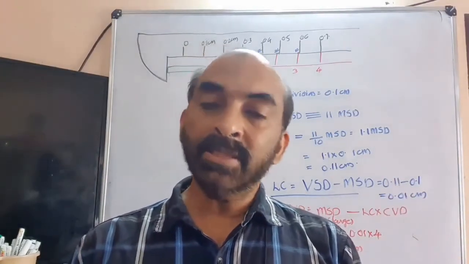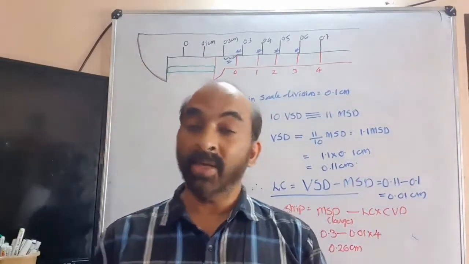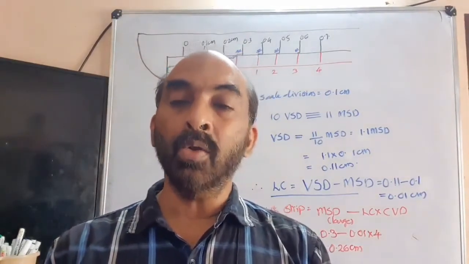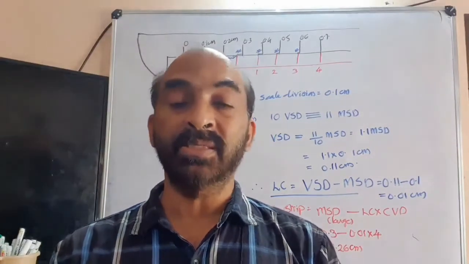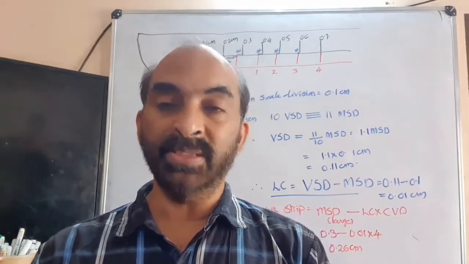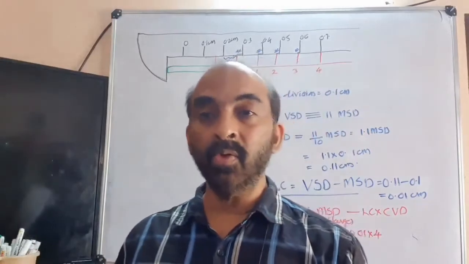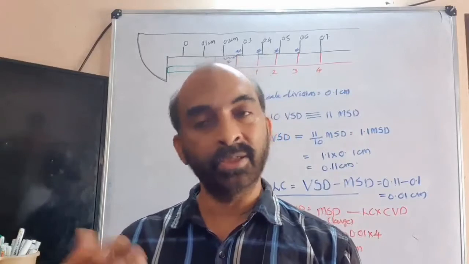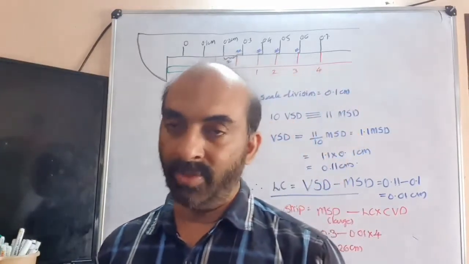Such vernier calipers, in which the vernier scale division is bigger than the main scale division, are called retrograde vernier calipers. So here we are discussing a retrograde vernier calipers to measure the length. As I told you, here we consider a zero error free vernier calipers for convenience of explanation. Later on, we will add positive and negative zero errors.